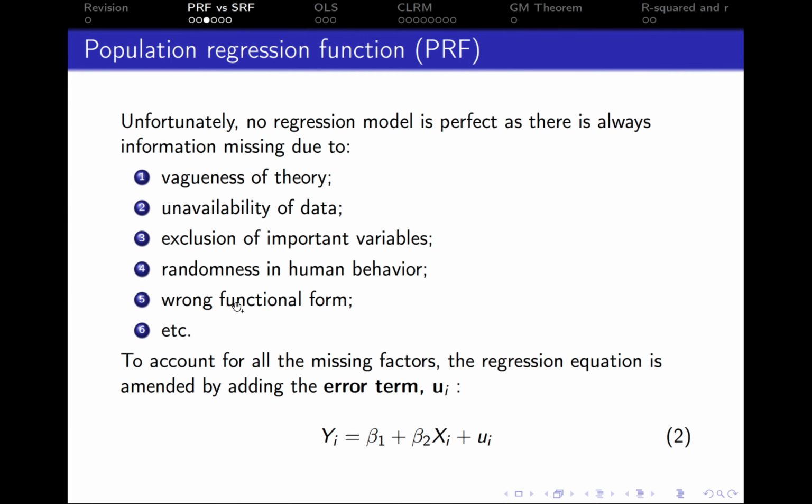Another reason for missing information could be wrong functional form. We still haven't discussed any functional forms, but I promise you we will do this in the next few classes. So for now, just believe me that wrong functional form might be the reason for missing information. But luckily, we can account for these missing factors by introducing something called the error term into the regression. Usually it is denoted by U, and this is how the final equation looks like. So y is a function of x, and there is an additional variable, which is the error term.